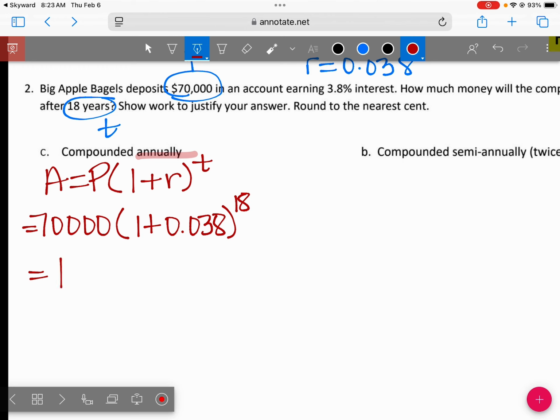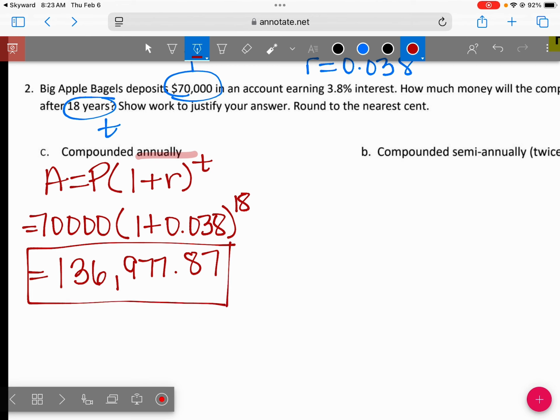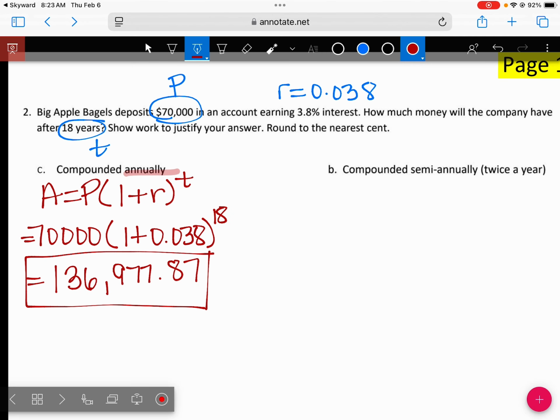All right, so who got $136,977.87? Who got something close to that? We're going to use this as our baseline because all of our answers should be close to this. Okay? Now let's go to question B.